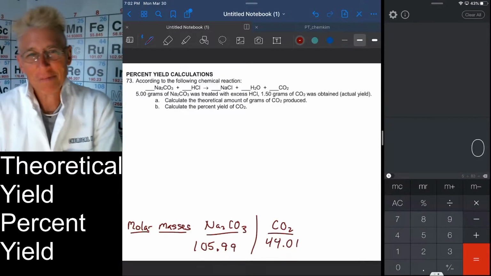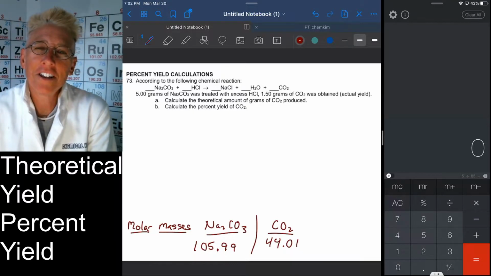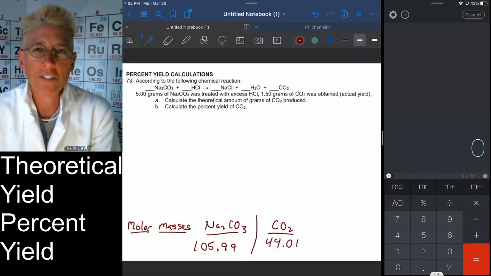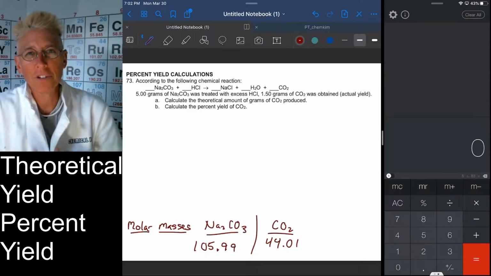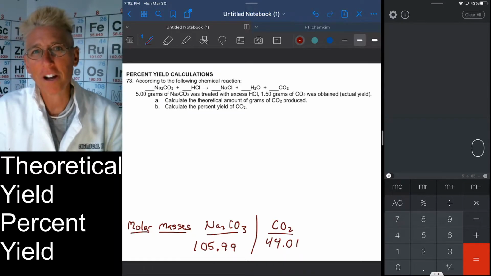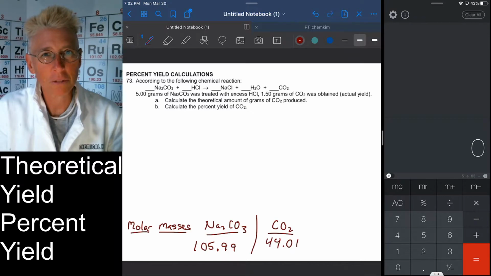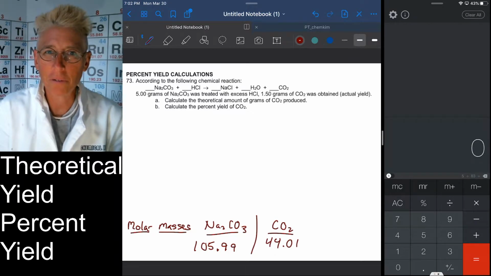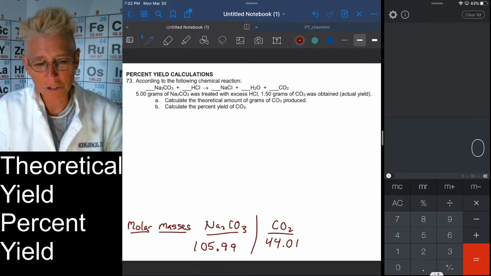Hi, this is Chemical Kim again, and we're going to work on another activity from Unit 7, which is the practice problems on percent and theoretical yield. So I thought I would do a couple of them with you, and then you can try. So let's look at number 73 in the practice problems. Open up the Unit 7 practice problems, and we'll start with number 73.